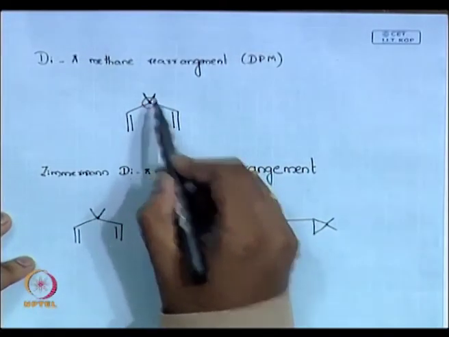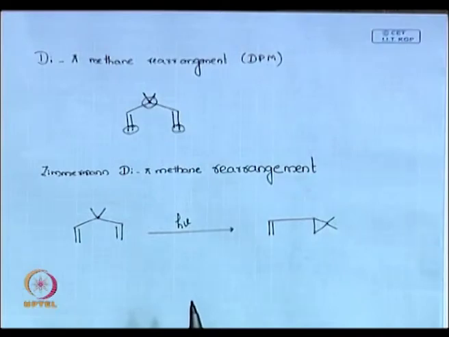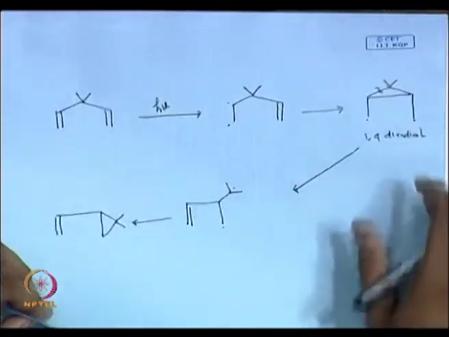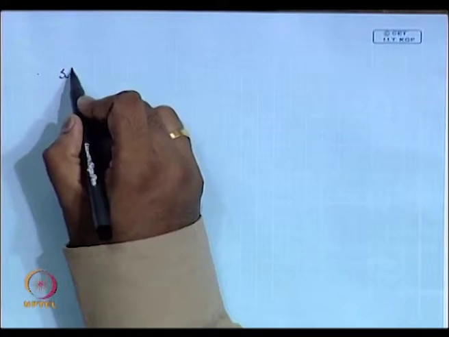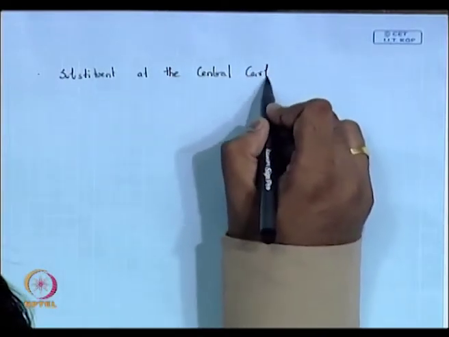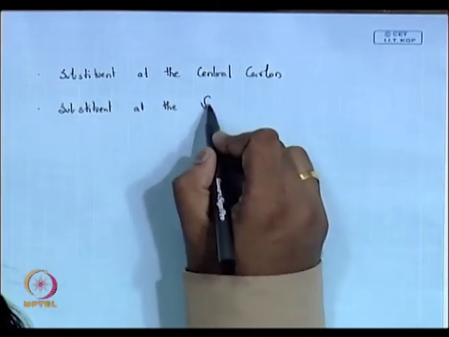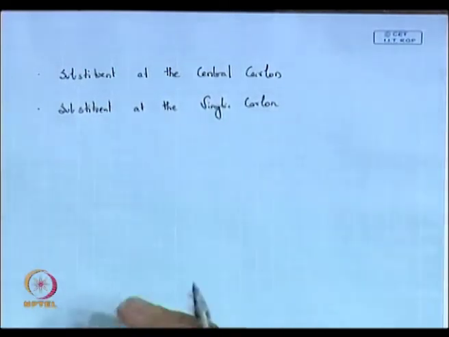Most of the time the substrate controls the di-pi-methane rearrangement, particularly the substituent at the central carbon and the substituent at the vinylic carbon. These have a lot of control across your di-pi-methane rearrangement. We will see one example, then you can understand what happens.